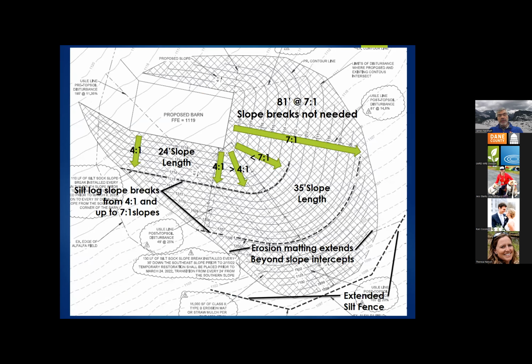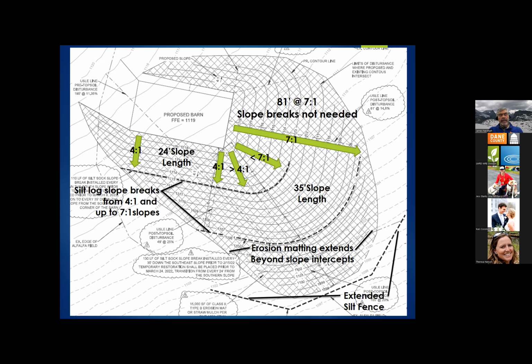So here you'll see the scenario that will work for this site. The slope breaks, silt logs are fine for that, being installed at a maximum distance of 24 feet south of the barn, and then gradually transitioning towards the 7-to-1, it extends out to 35 feet as you get more southwesterly to the westerly side. And so you've got these slope breaks being installed along that slope all the way down. This little trick, I guess you might call it, is something that can work for you to give you a little extra time.